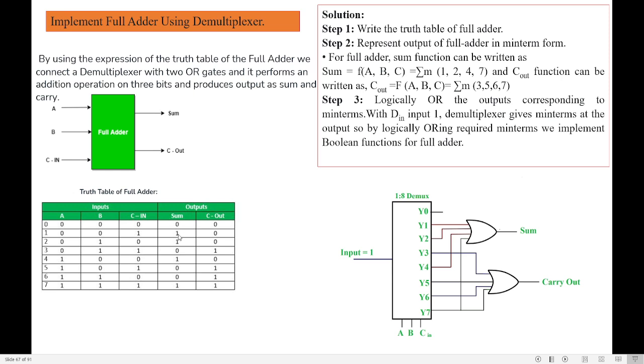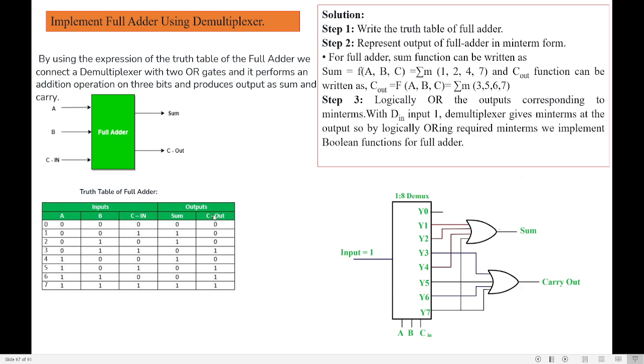How many minterms are high? Minterm is high here. So 1, 2, 3, 4. 4 minterms are high. Now go to its respective place: 1, 2, 4 and 7. So sum is high in first position 1, second position 2, fourth minterm and seventh minterm. So I have written sum is equal to 1, 2, 4 and 7.